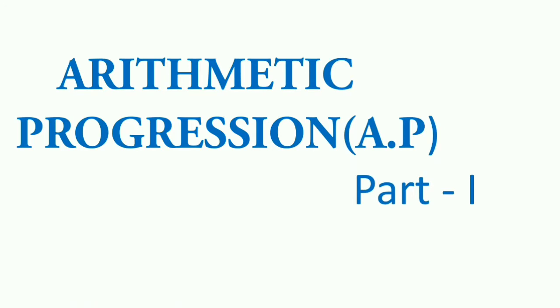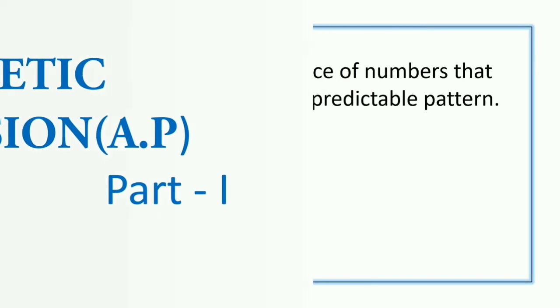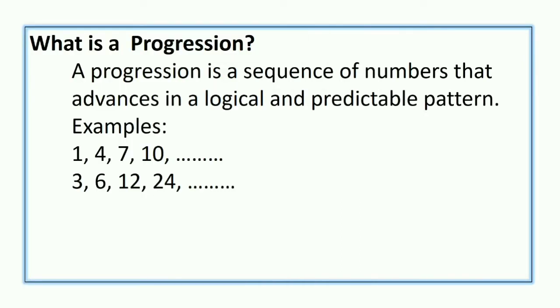Before learning about arithmetic progression, we should know what is a progression. So let us see what is a progression. A progression is a sequence of numbers that advances in a logical and predictable pattern. Here we have some examples. The first example, 1, 4, 7, 10, etc. Then we have 3, 6, 12, 24, etc. In these patterns, if a few terms are given, we are able to find out the succeeding terms. These kind of patterns are known as progressions.